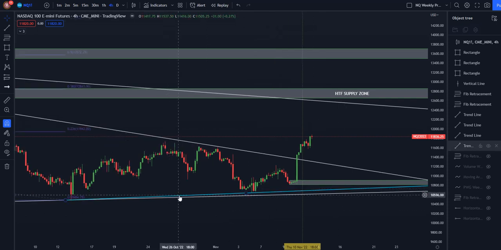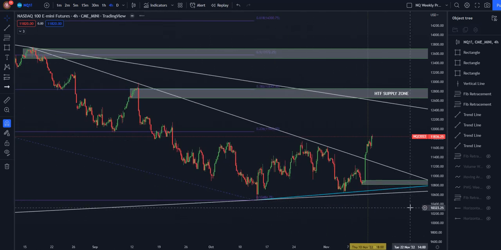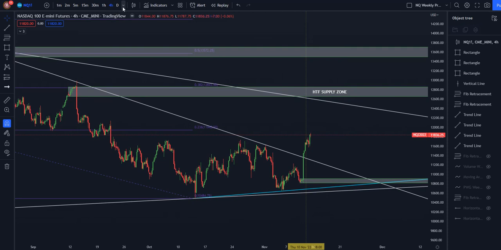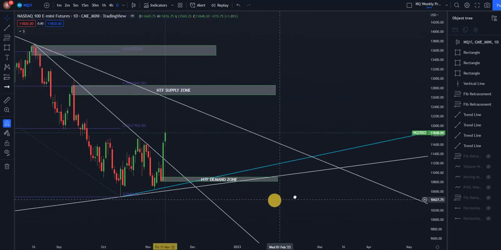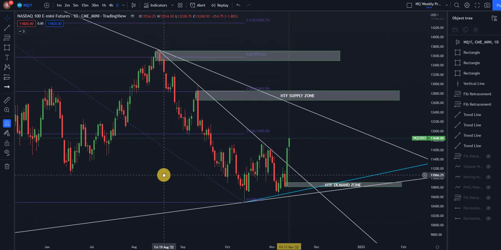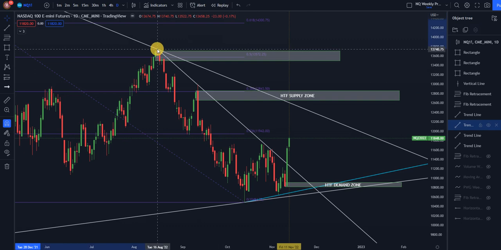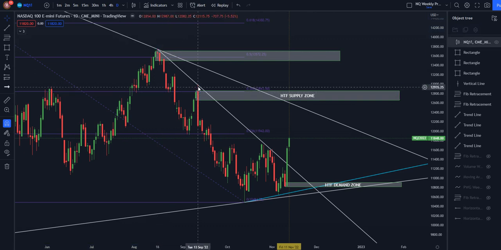Now, here's the other thing I do. Let me go back to the daily, just so everybody can see exactly where we are. So we've got this higher time frame. We've got this one and a trend line off of this one. We've got this one and a continuation trend line. This is where I drew the trend line from the August highs. And so we have this trend line. Make sure it's on top.